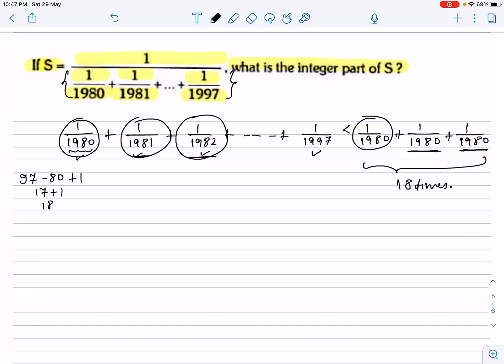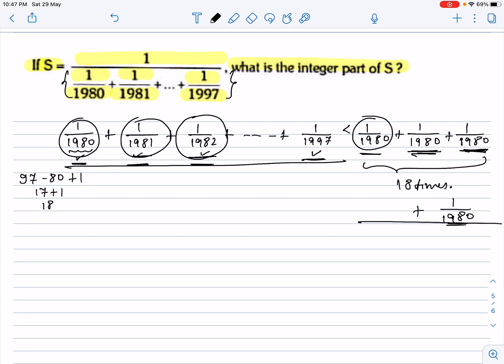So since the first thing over here is equal to the first thing over here, and the second thing over here is smaller than the second thing over here, then the third thing is smaller than the third thing, and similarly the 18th thing over here is smaller than the 18th thing, that is 1 upon 1980 over here. So overall the LHS quantity will be smaller than the RHS quantity over here. Okay, great, that we can understand, sir. So what else will we be going to do after it?